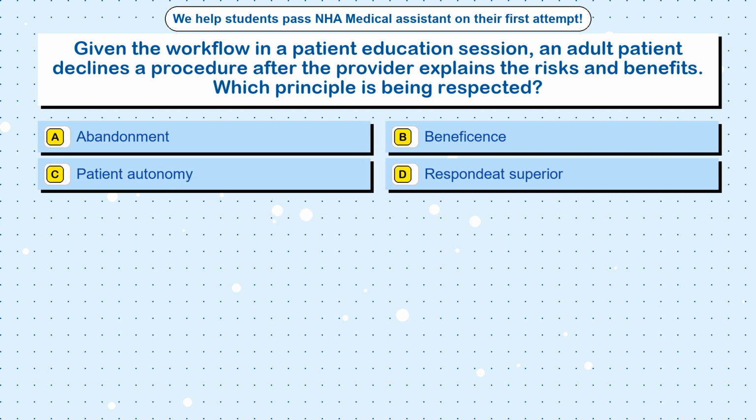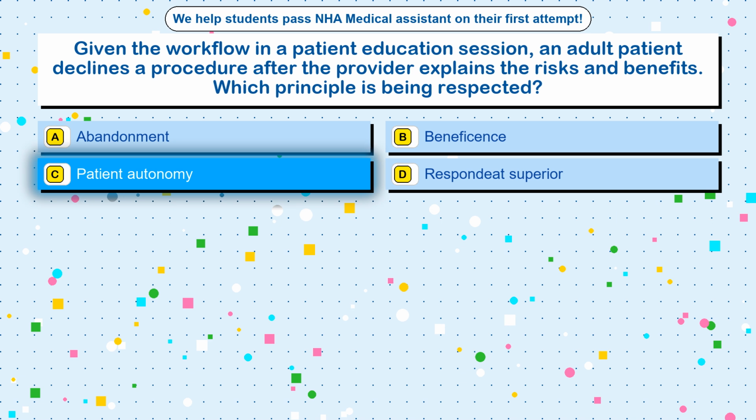Question 17. Given the workflow in a patient education session, an adult patient declines a procedure after the provider explains the risks and benefits. Which principle is being respected? Option A. Abandonment. Option B. Beneficence. Option C. Patient autonomy. Option D. Respondeat superior. The correct answer is option C.